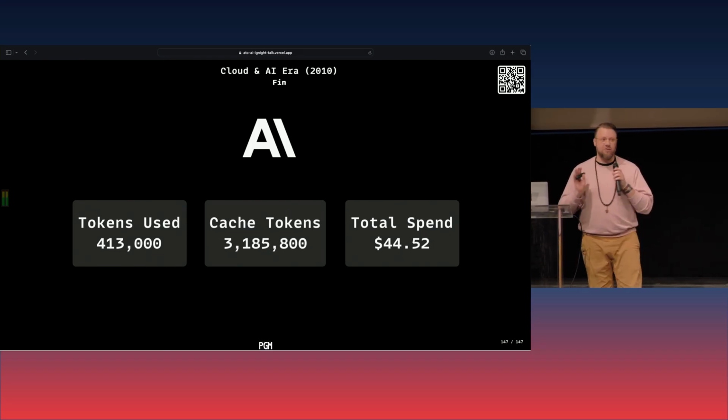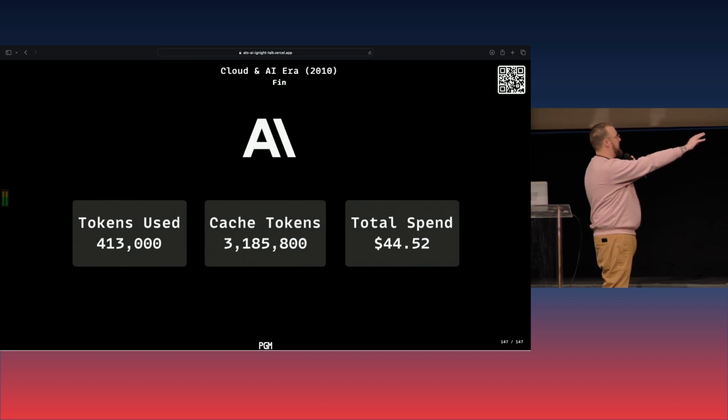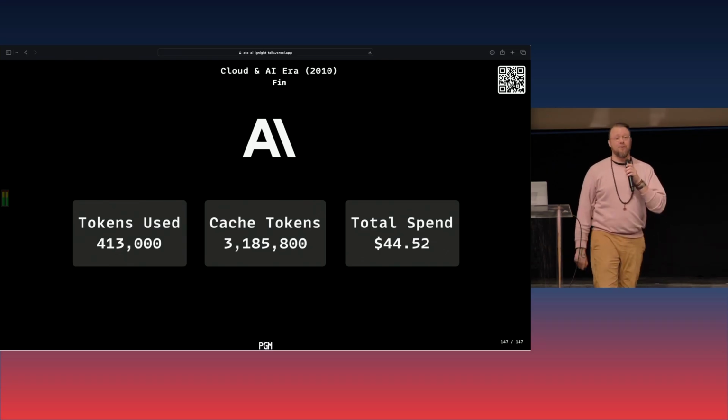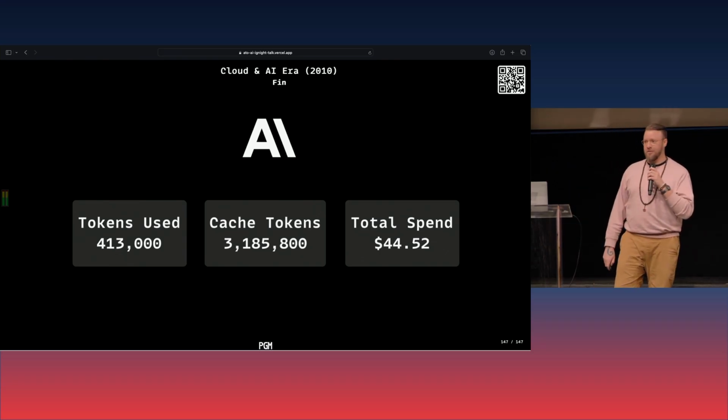That's my talk, y'all. This entire slide deck was built in Next.js with AI. I used Anthropic. You can scan the QR code at the top to view the GitHub repo. I spent $44 in prompting to write this entire website. I didn't write a single line of code myself.